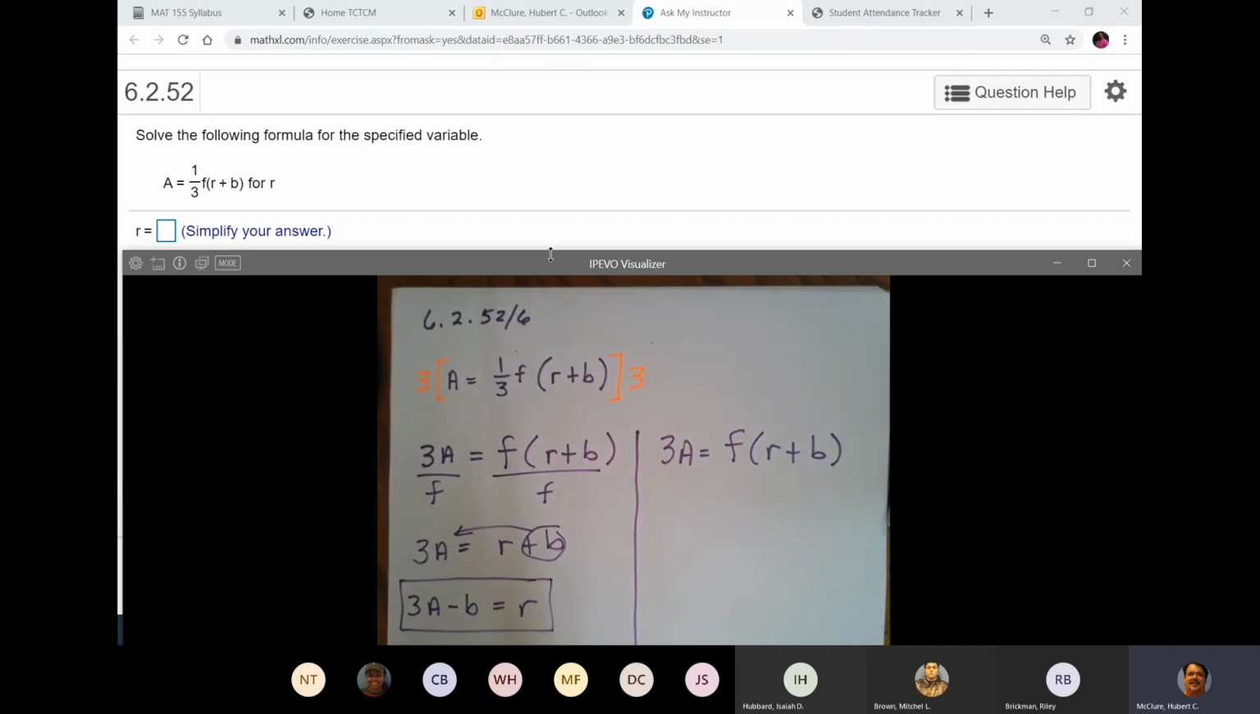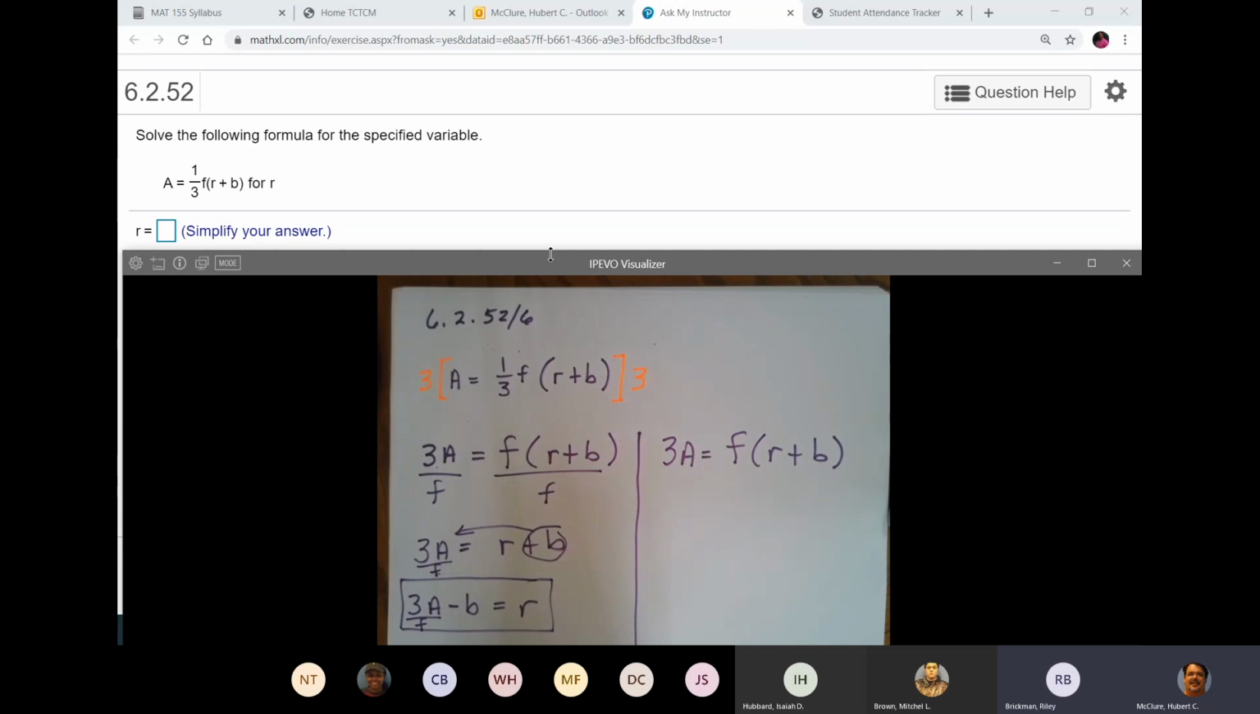Okay, that's one answer. Oh, I didn't divide by F. I'm sorry. Divide by F. 3A divided by F. There we go. Minus B. Sorry, I forgot to write that like that. When I was doing this homework, I forgot to capitalize the letter, and it marked it wrong.